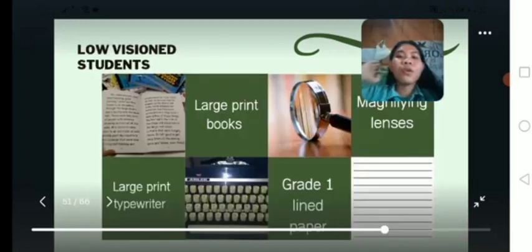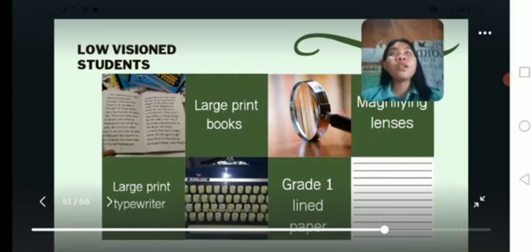So now let's go to the low vision students. These low vision students are students who can see, but their vision is limited. So these are the materials or tools to be used if you are a low vision student. The first one is the large print books.